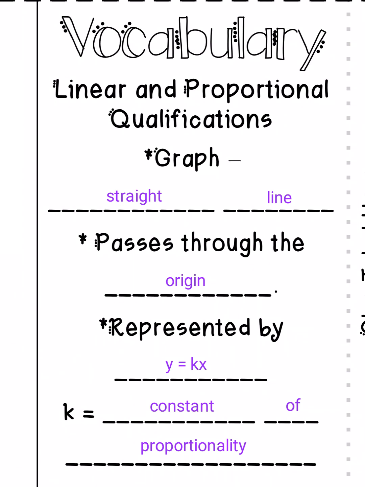Now, let's summarize what we have learned using our vocabulary. Linear and proportional relationships are shown by graphs that are straight lines that pass through the origin. They are represented by y equals kx, where k is the constant of proportionality.